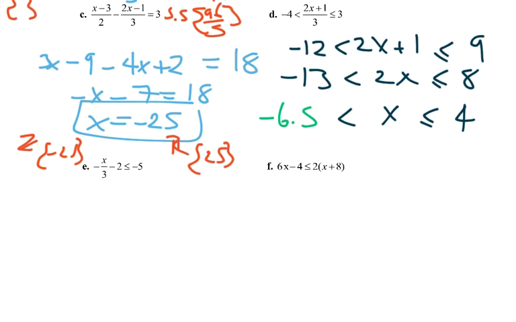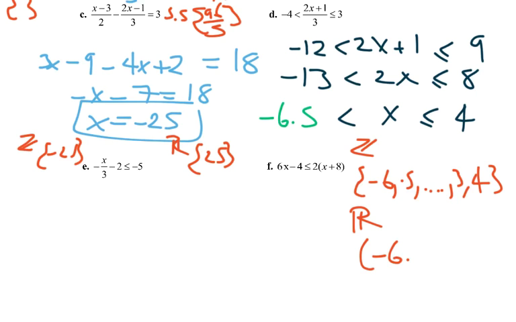Because when we solve this in Z, well, what integer solutions do we have? We have minus 6, minus 5, all the way up to 4. In real numbers, what do we have? We have the interval minus 6.5 up to and including 4.